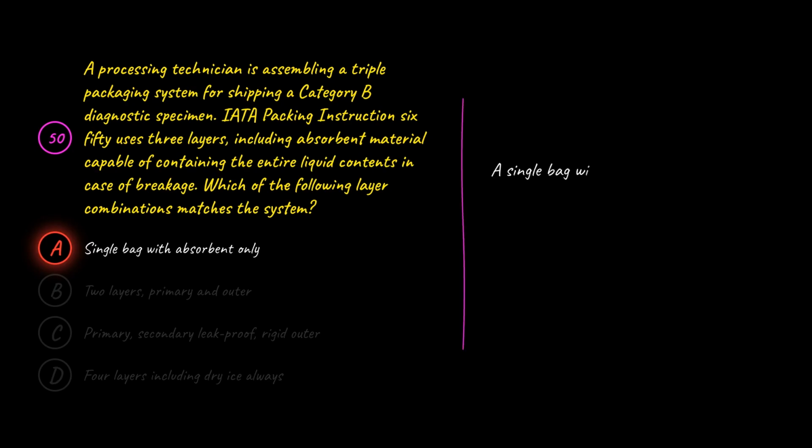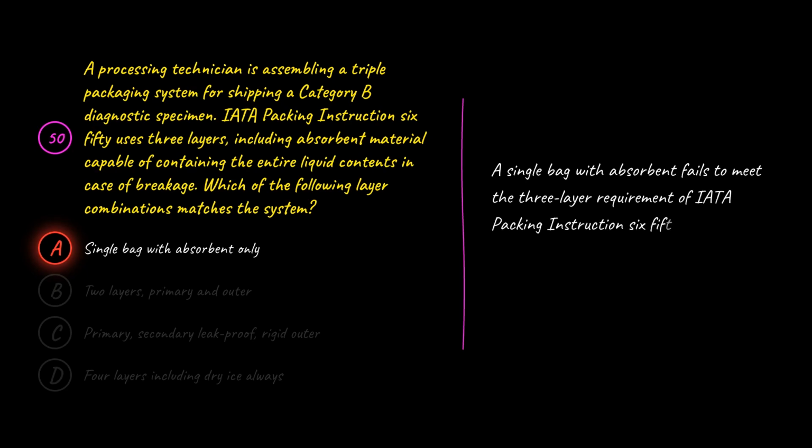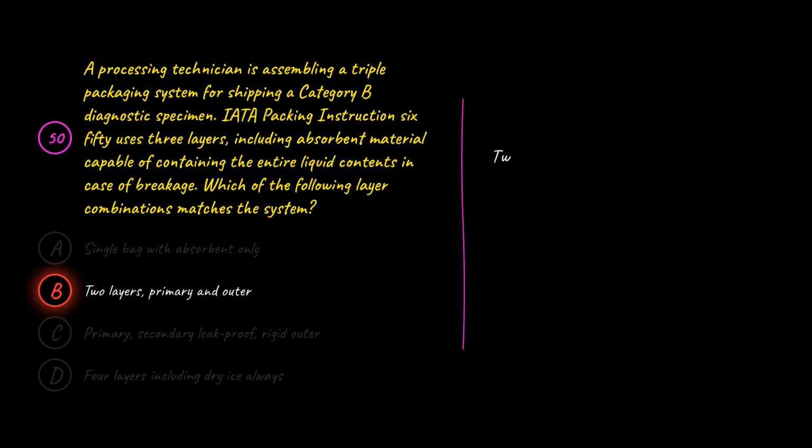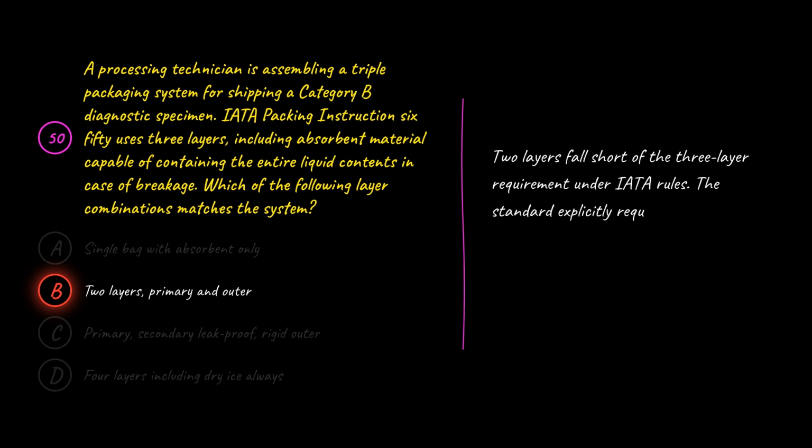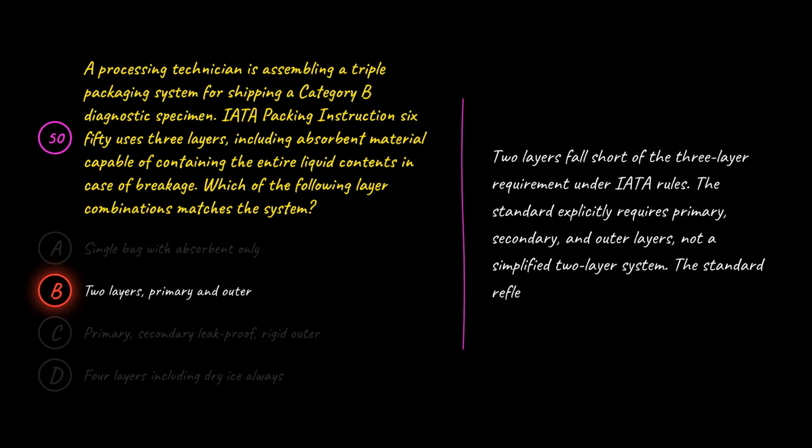A is wrong because a single bag with absorbent fails to meet the 3-layer requirement of IATA Packing Instruction 650. Category B substances require 3 distinct layers for safe transport. B is wrong because 2 layers fall short of the 3-layer requirement under IATA rules. The standard explicitly requires primary, secondary, and outer layers, not a simplified 2-layer system. The standard reflects current practice in routine clinical phlebotomy.